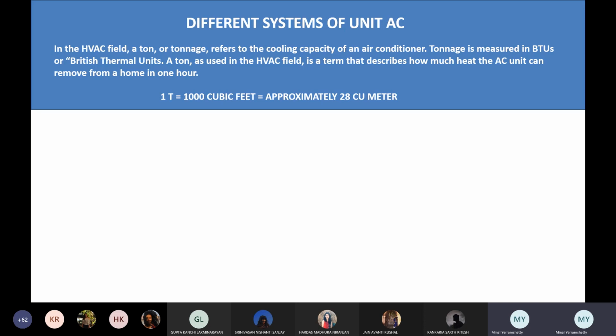Tonnage is measured in BTU, British thermal units. A ton used in the HVAC field is a term that describes, it's very simple, how much heat the AC unit can remove from a home in 1 hour. And do you know how this came about? It's a very interesting history.